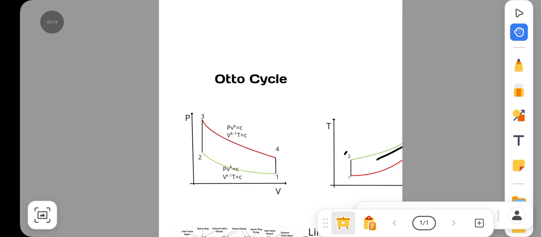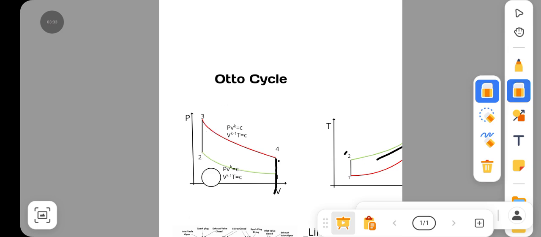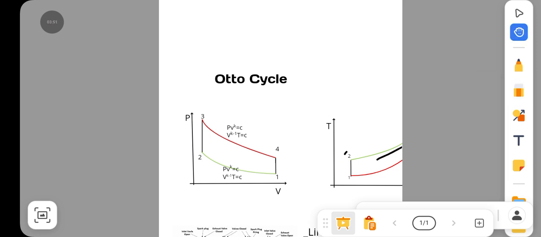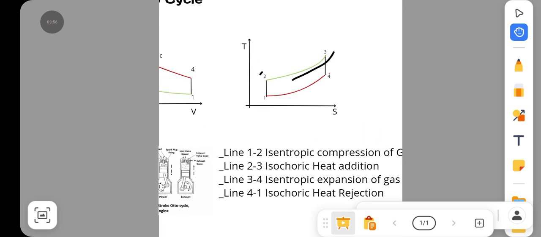Then from 3 to 4 we have another isentropic process, but this is an expansion, because it goes from the lower volume V3 to the higher volume V4. That is the isentropic expansion of the gas. Then from 4 to 1 we have isochoric heat rejection. That is the point where gas comes out of the exhaust pipe, the black smoke that comes out of the exhaust pipe.